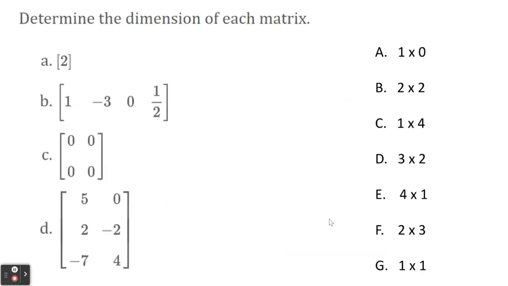So for letter A, we only have one number, so that means that there's only one row and one column. It's going to be a 1-by-1 matrix. Then for letter B, we have one row and we have 4 columns. And so the order there is going to be a 1-by-4 matrix. And then letter C is made up of 2 rows and 2 columns, so that's going to be a 2-by-2. And then the last one is made up of 3 rows and 2 columns. This one is a 3-by-2.